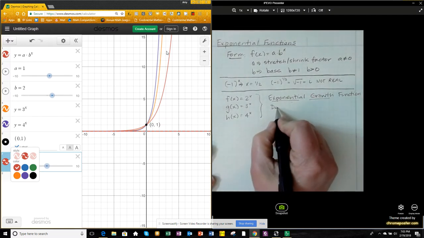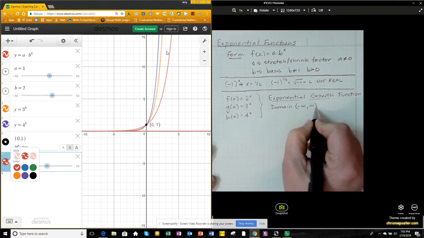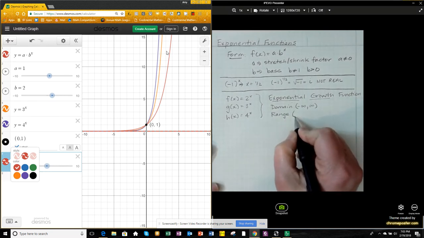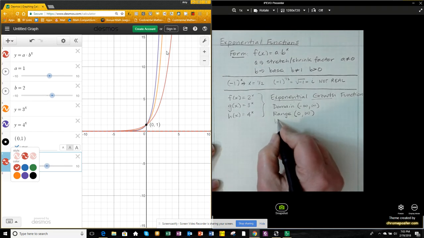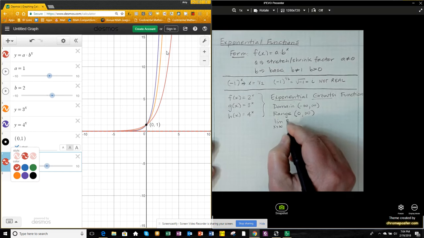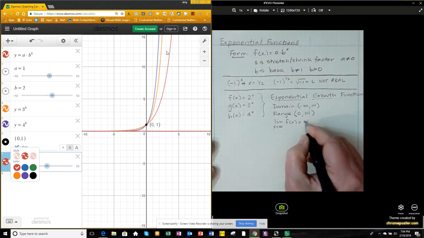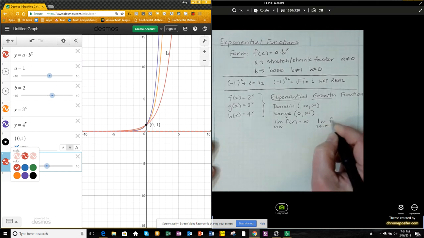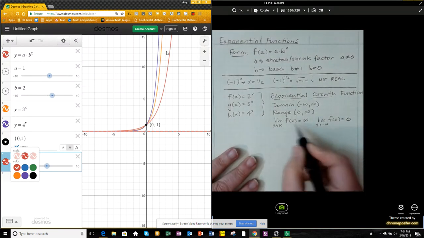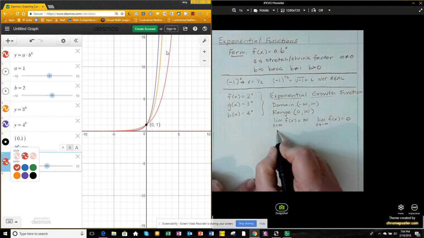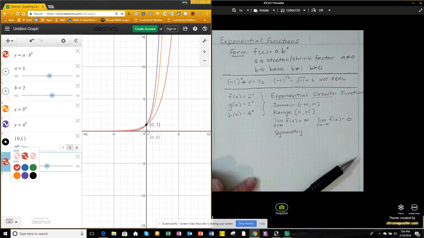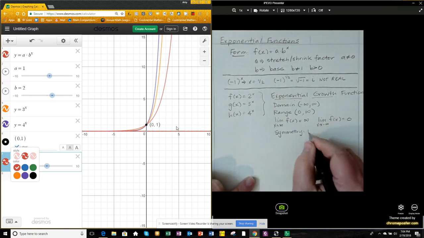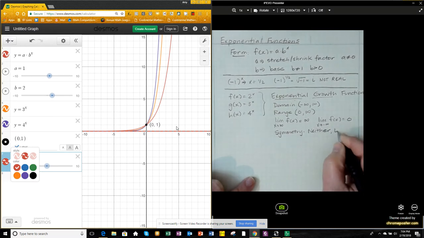And the domain, as you can see, is all real numbers. The range for all three of these functions is going to be from 0 to infinity, not including the 0. The limit, and behavior limits, the limit as x goes to infinity of our functions, and I'll just use f of x as an example, is equal to infinity. But the limit as x goes to negative infinity of f of x is equal to 0. Which leads me to the next comment about these functions, which is about the symmetry. These functions are not symmetrical, not even, not odd, so they're neither. They're neither even nor odd.